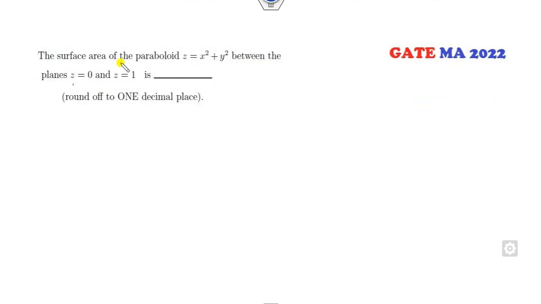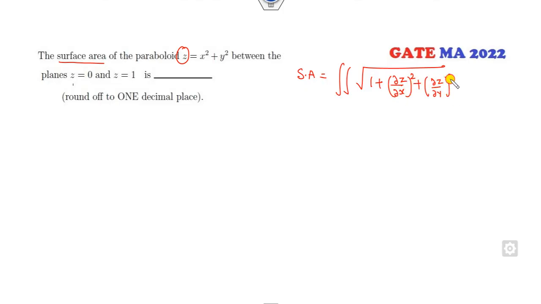Look at another one. Now they are talking about the surface area. What is the surface area? As I told you, the surface area of z is the double integral of the square root of 1 plus partial derivative of z with respect to x squared plus partial derivative of z with respect to y squared, dx dy. So that is 1 plus 2x squared, which is 4x square, plus 2y squared, which is 4y square, dx into dy.